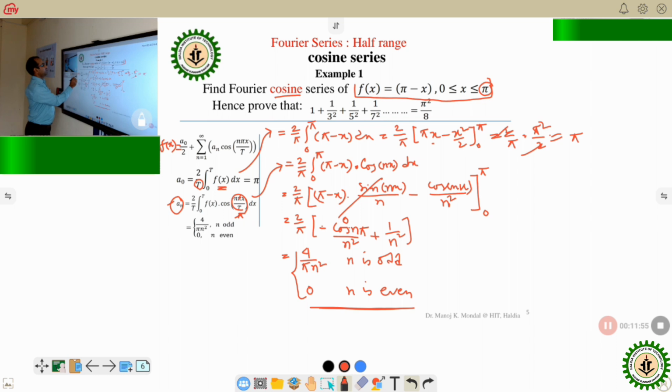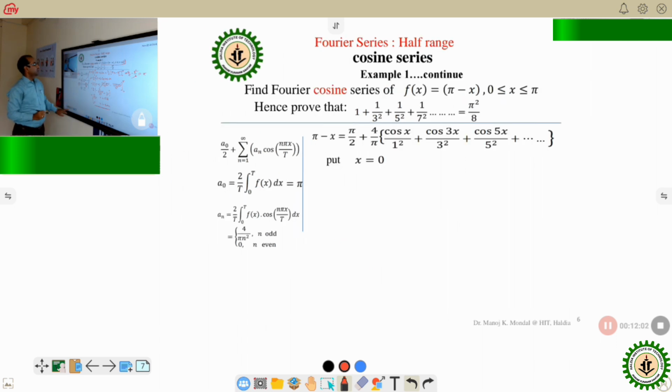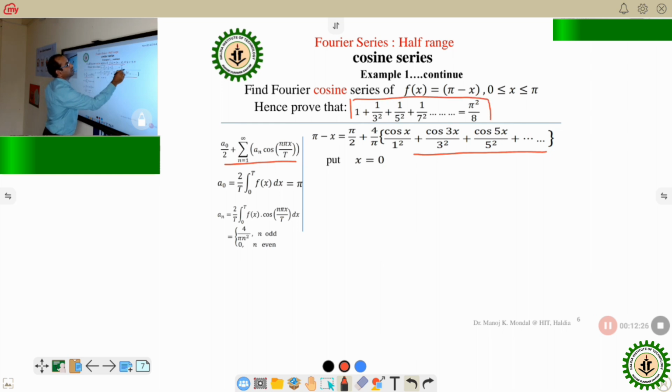Next we have to find the Fourier series. That means we have to put the values of a0 and an in this. After putting these values of a0 and an, we got this half range Fourier cosine series. So this will be your required Fourier half range cosine series. Now with the help of this series, we have to prove that the value of this series will be equal to pi square by 8.